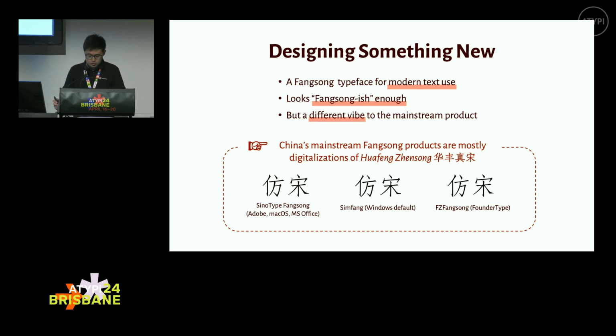The challenge is to ensure that it looks recognizably Fangsong-ish, not leaning too far towards the serif or the script side. However, we also desire to bring a distinct flavor to the Fangsong product. Currently, most available Fangsong products in China bear a striking resemblance to each other, being a digital adaptation of a century-old typeface, Huafeng Zhensong, which has stood the test of time, being revived with every technological evolution.